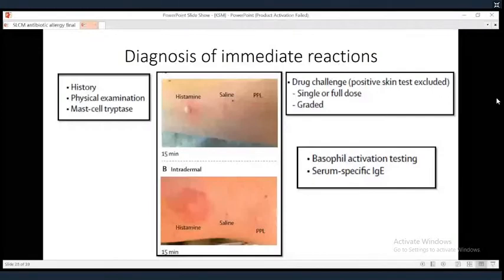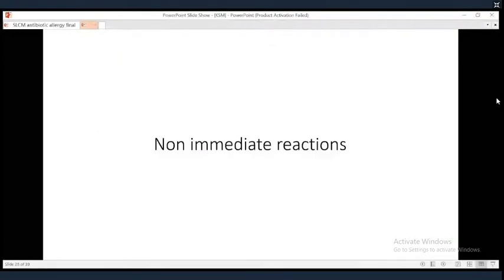You can do a skin test or an intradermal test, which I'm sure Nadisha will explain in detail, and go to a drug challenge. There are fancy new tests called basophil activation testing that are used now mainly for research. Serum specific IgE tests are available, but the predictive values are not very good.